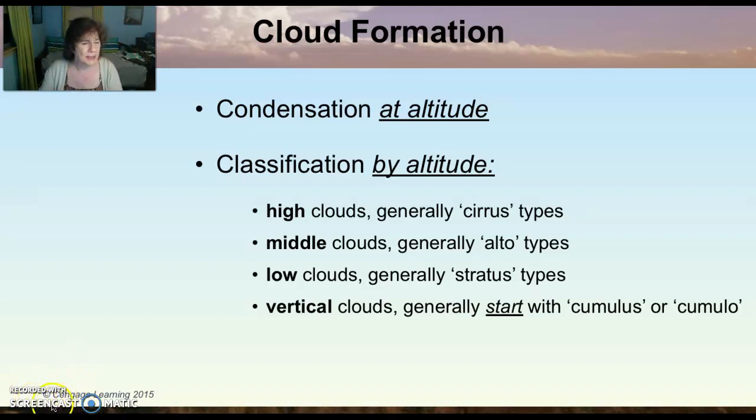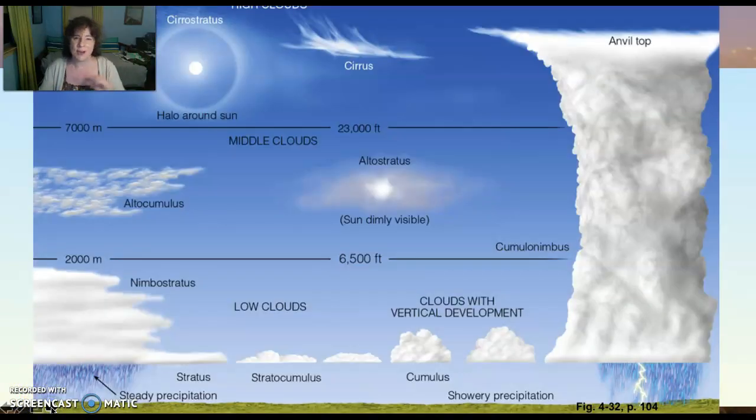Let's get into it a bit. Sorry about that. In regards to this diagram, I think this will help you out. On top, of course, are high clouds, the cirrus clouds. And in the middle are middle clouds or alto clouds. And in the bottom are low clouds or stratus clouds. And along the side here is cumulus clouds or clouds with vertical development.